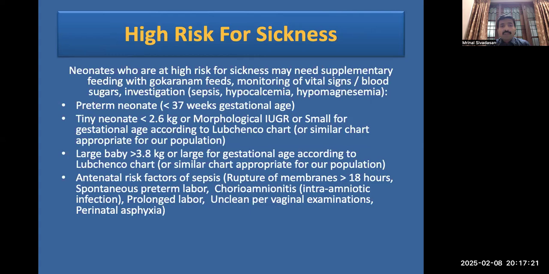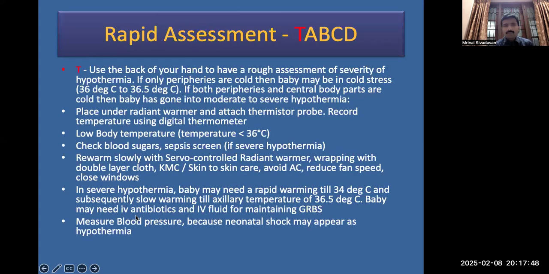These are preterm babies less than 37 weeks, or tiny babies with a weight less than 2.5 kilos, and large babies where the weight is more than 3.6 kilos. And there are risk factors for sepsis like rupture of membranes of more than 18 hours, spontaneous preterm labor, chorioamnionitis with intraamniotic infection, prolonged labor, unclean per vaginal examination, and perinatal asphyxia.